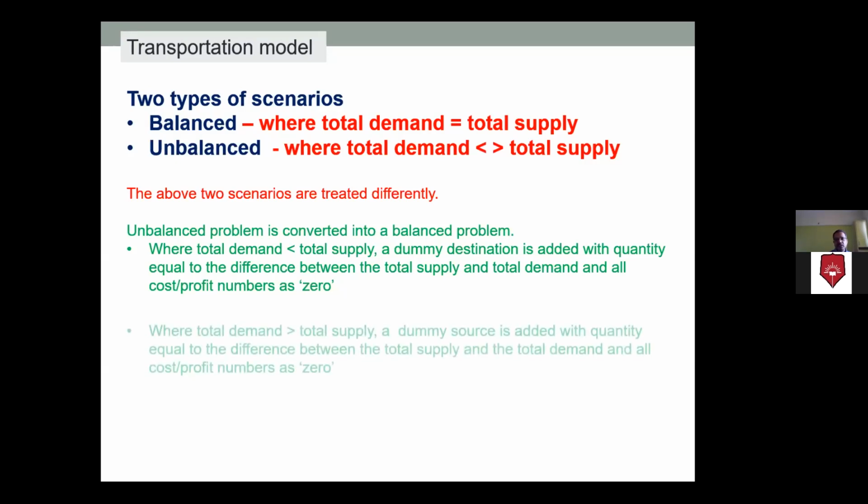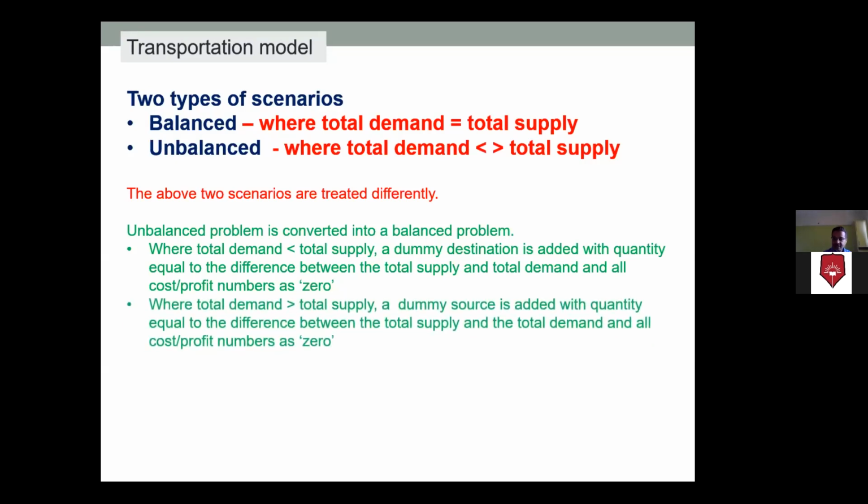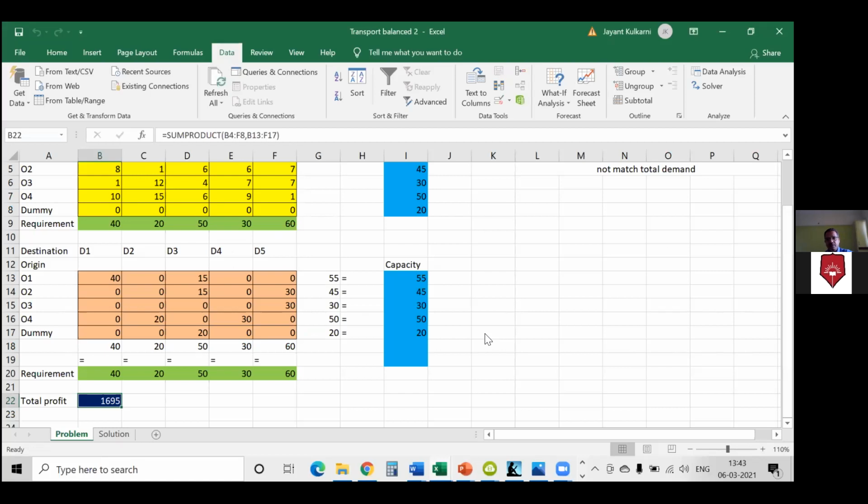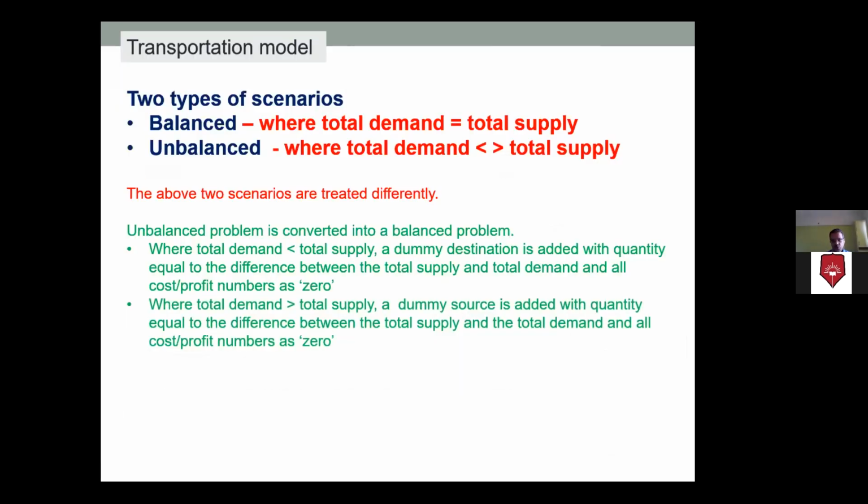वो हमने देखा है. On the other hand, if your demand is higher than the supply, जैसे हमारे अभी ये problem में था, demand was higher than the supply by 20. In that case, you need to add a dummy source. Dummy source का quantity कितना होगा? The difference between total supply and total demand. And again, ensure for the dummy that you added, all the cost figures or profit figures should be zeros. That is how you solve the unbalanced problem. Once you add a dummy source or dummy destination, it becomes a balanced problem, just like any other problem. You then go and solve it.